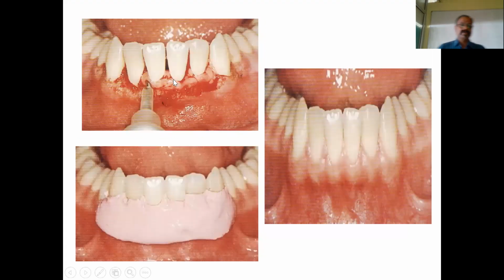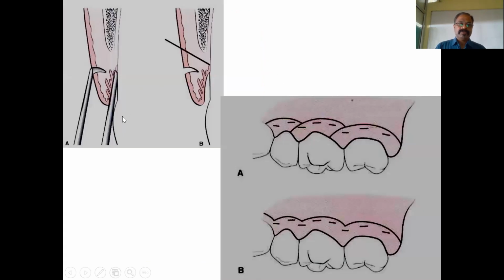Sometimes you can use certain local drugs in this area, right? And then you're going to cover it with your periodontal dressing. And this is how it will look after about 4 to 7 weeks, completely healed. So this is what I said again, repetition, right?